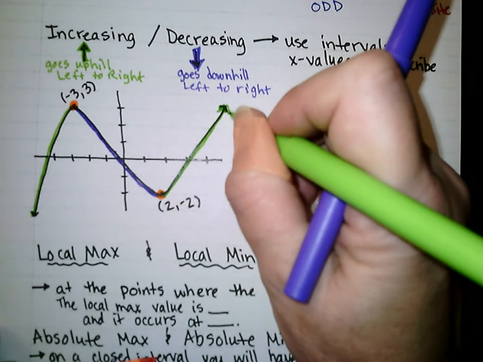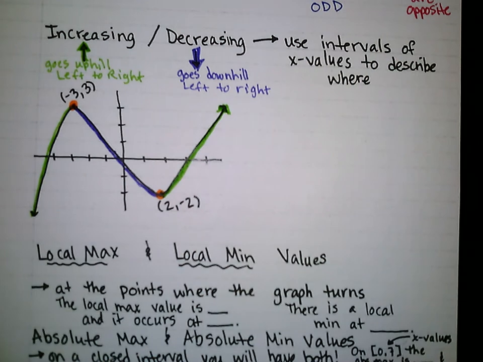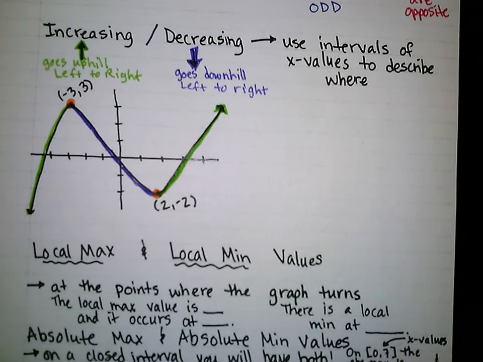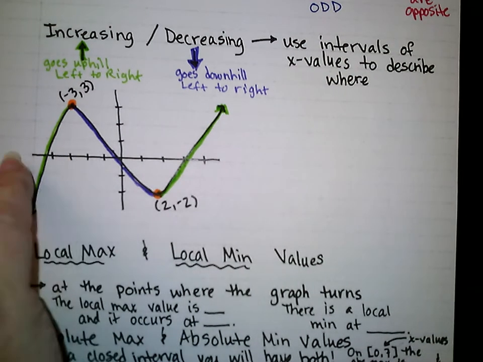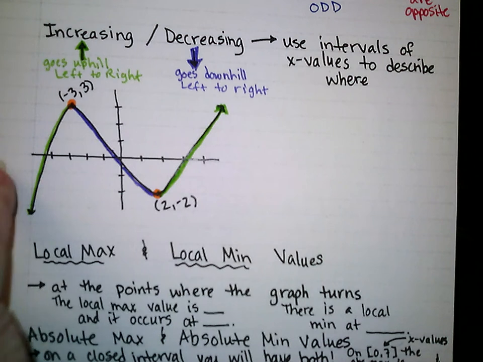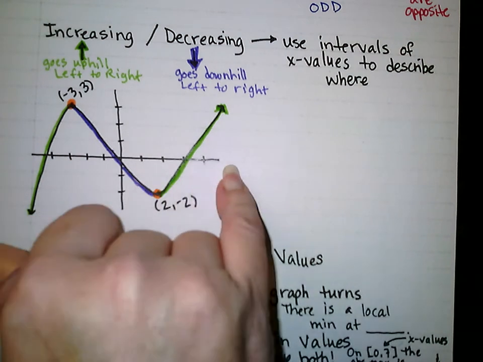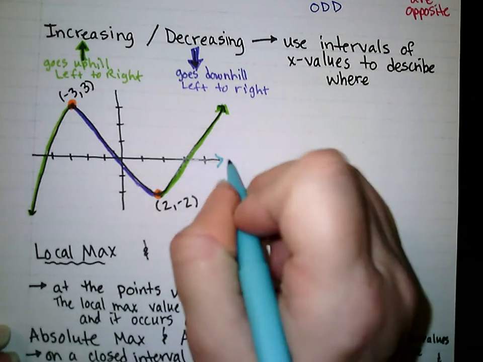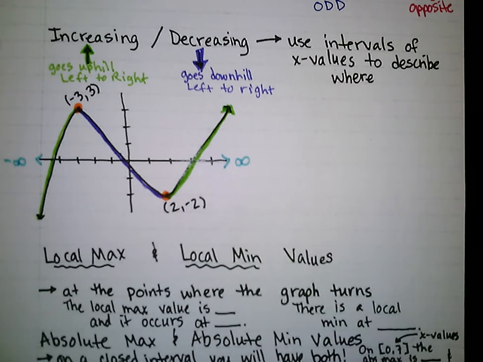So looking at a function, it's pretty easy to determine where, visually, the function is going uphill and downhill, or increasing and decreasing. But what we need to do is use intervals of our x values to describe where that's happening. So imagine that you're an observer walking along the ground here, or this could be like a time interval, and you're going to say when or where, using x values, that function is increasing or decreasing. So we want to imagine that our time interval goes from negative infinity to infinity.